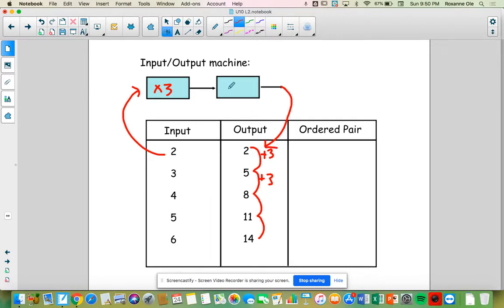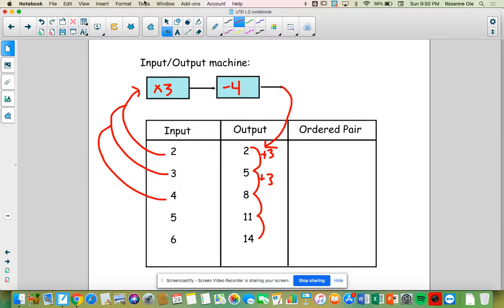So we're missing something. 2 times 3 is 6. We have to do something else to make it become 2 again. So what do you think that's going to be? Let's try it. Minus 4. Now, we always check it with at least 2 of these to make sure that it makes sense. So let's try it. 3 times 3 is 9. Minus 4 is 5. It worked. 4 times 3 is 12. Minus 4 is 8. It worked.